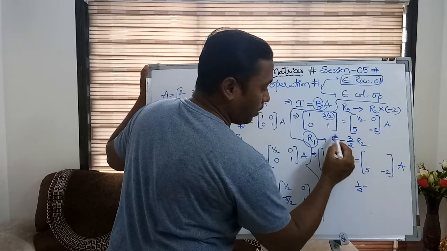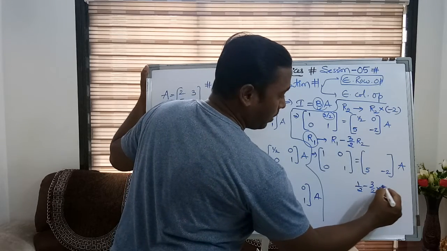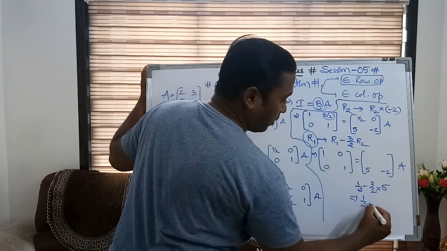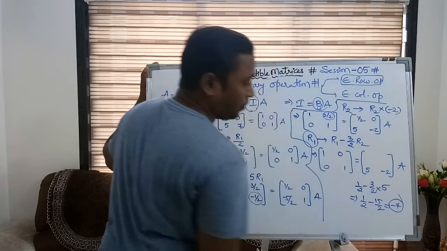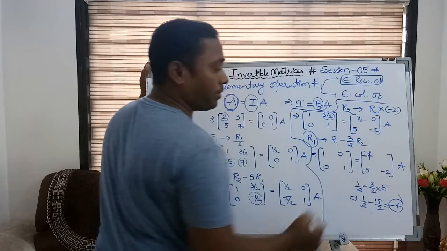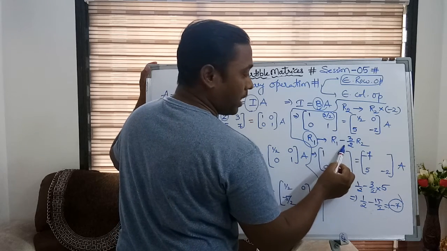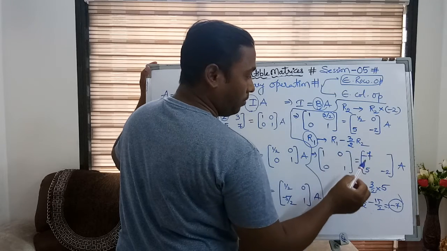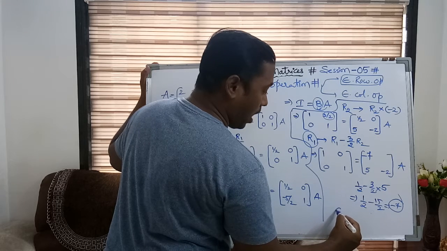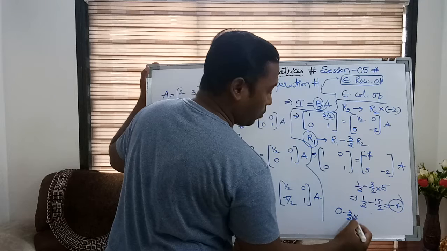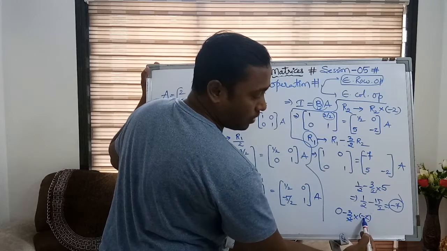I'm just doing the calculation. 1/2 minus 3/2 times of what is the R2 element here, corresponding element 5. If I do that, 1/2 minus 15/2, that is minus 7. So here the answer is minus 7. Then similarly if I do the same operation for this step, 0 minus 3/2 times of R2. तो मैं यहाँ रफ कैलकुलेशन कर रहा हूँ फ्रॉम द सेम स्टेप. R1 means 0 minus 3/2 times of R2 element, that is minus 2. So 2 get cancelled, minus into minus plus, so 3.